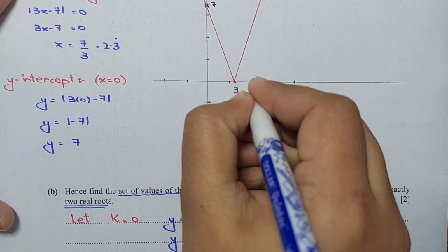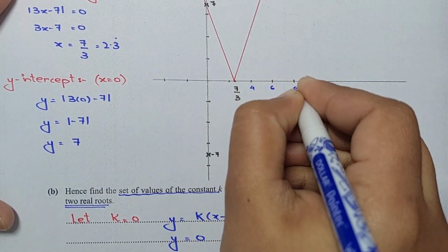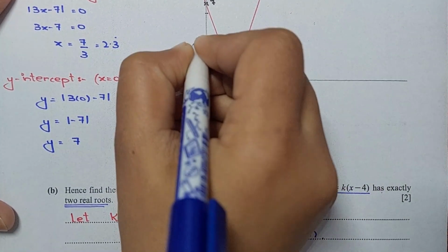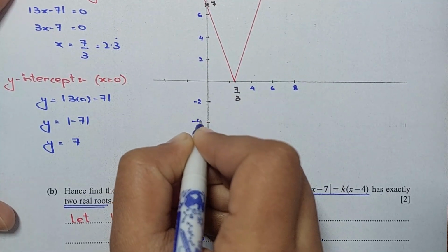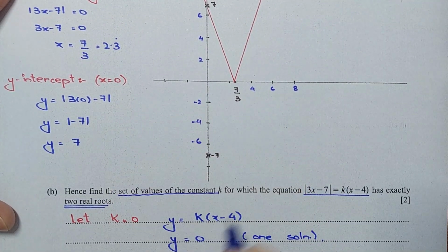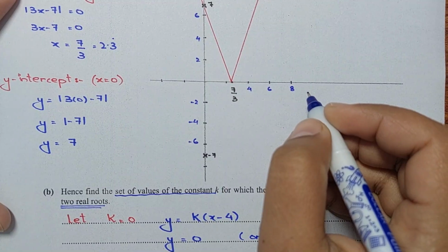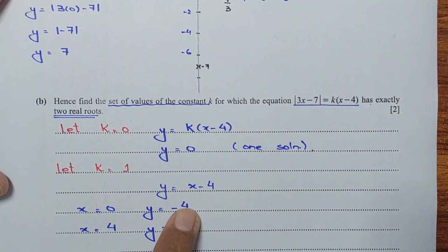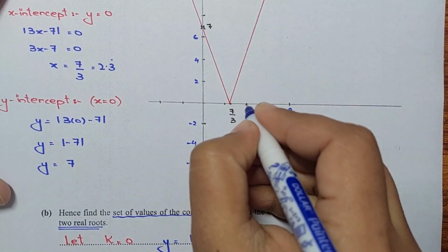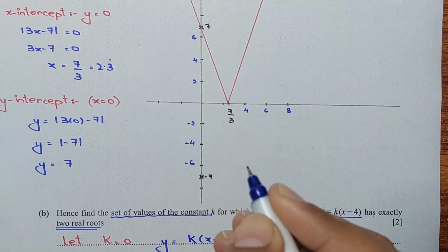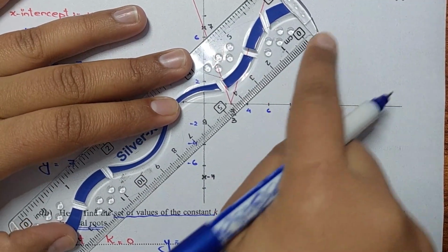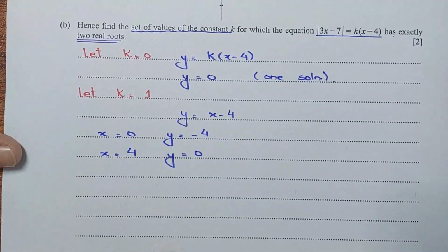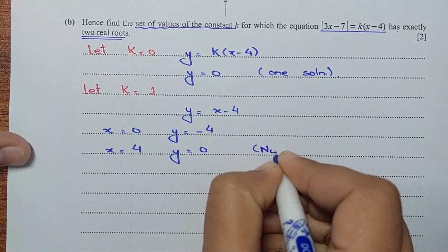This is 2, 4, 6, 8. This is 2, 4, 6, minus 2, minus 4, minus 6, right? So the y is negative 4 and x is positive 4. So this is positive 4 and this is negative 4. And when you connect both of them, there is no point of intersection, right? So no solution here. We have no solution.